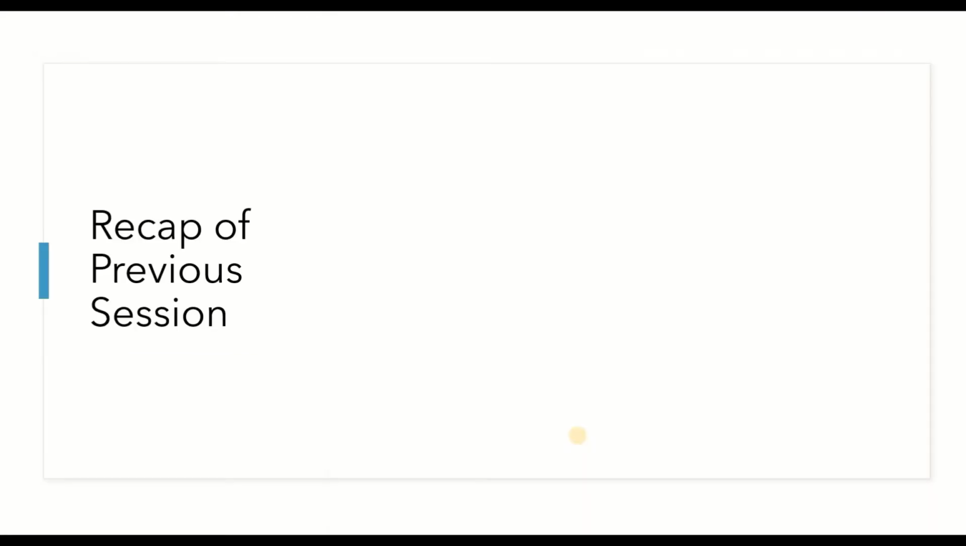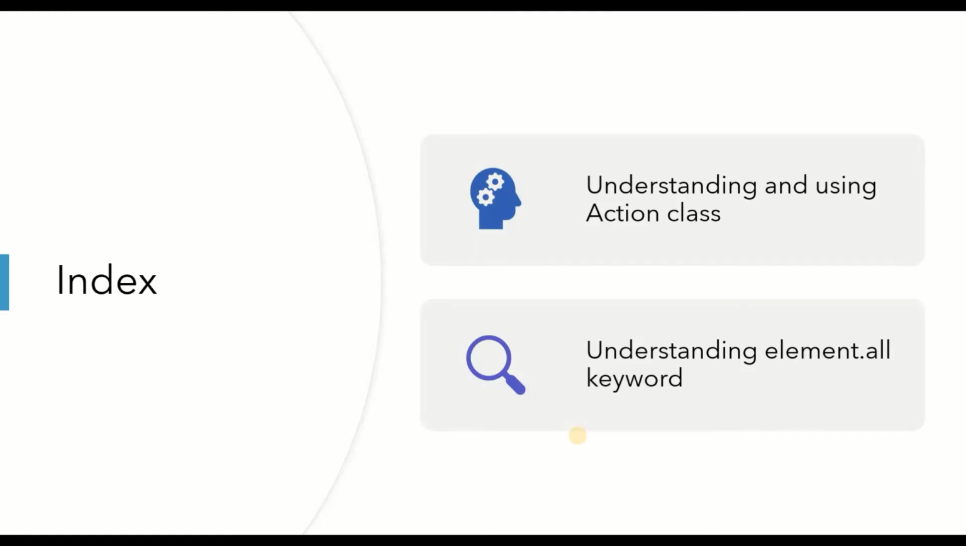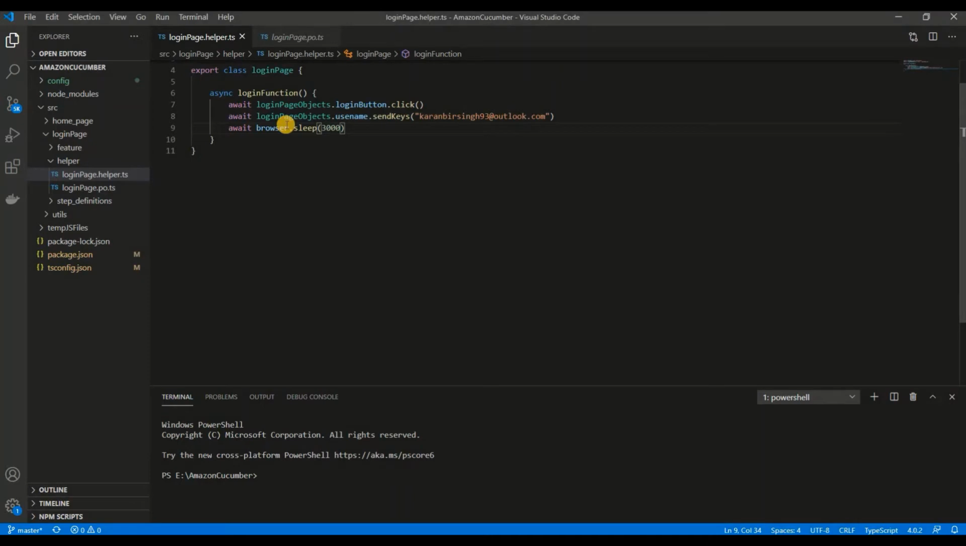So let's have a quick recap of what we did in the last video. In the last video, we configured a framework according to POM, also known as Page Object Model, and we also understood functions like click and send keys. Let's have a look at the topics that we are going to cover in this video. In this video, we are going to understand the action class and the element.all keyword. Right, let's move on to the Visual Studio.